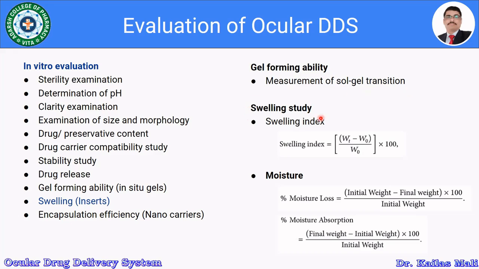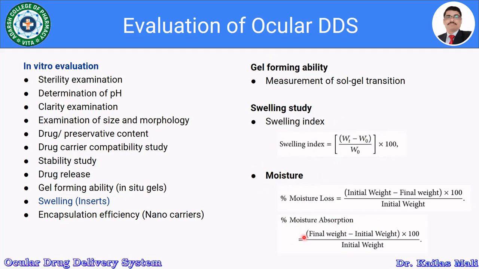Then the swelling study in the case of inserts or implants. Swelling of the formulation is done in a suitable solvent with the dissolution test apparatus, and further the swelling index formula is used to get the idea about the swelling index. Furthermore, there is a need to calculate the erosion also in the case of biodegradable systems. Then the moisture content is also one of the important parameters. There is a need to measure the moisture loss and the percent moisture absorption.